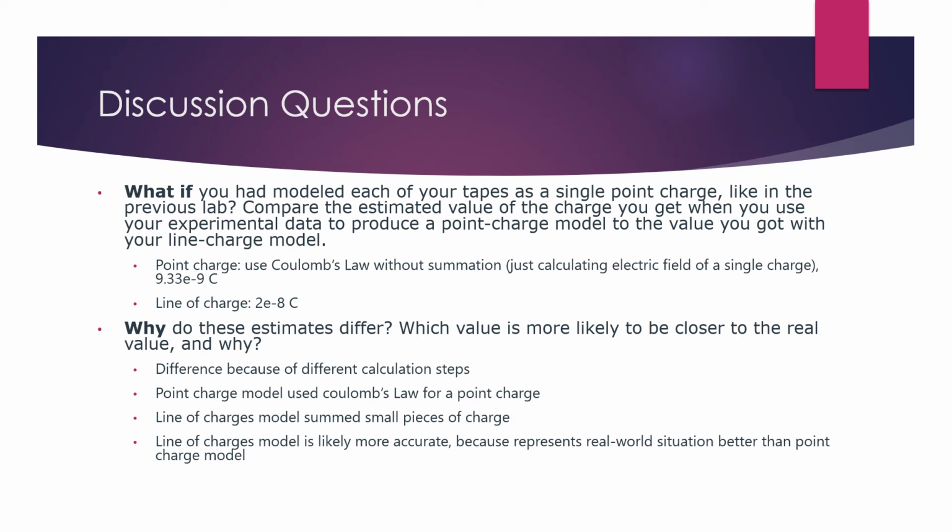I said that the difference is because of the calculation steps. In the line of charges method, we separated each piece of tape into small pieces of charge and calculated them by summing the electric force on each individual piece of charge. Whereas with the first method, we simply just use Coulomb's law for a single point charge. And I said that the line of charges model is probably going to be more accurate because that represents the real world situation in the experiment better than the point charge model.